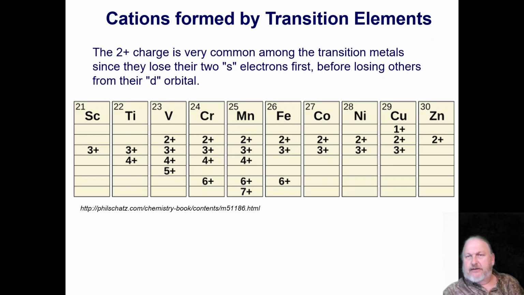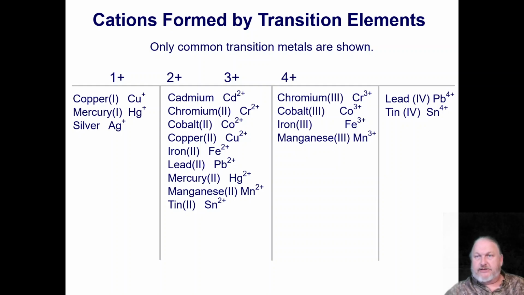You can see that there's a whole lot of 2+ charges out there. Scandium, vanadium, chromium, manganese, iron, cobalt, they can all be 2+. Think about it. Why? Well, all the transition metals have that S, that 2-electron S orbital, before they get into the D's. So they will lose those a lot of the time, and they'll lose those before they'll lose the electrons in the D block, okay? So a lot of that is just memorize them.